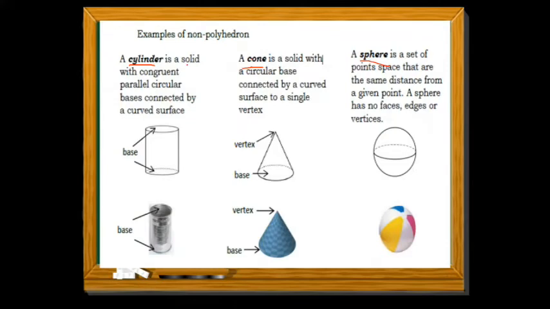Like a cylinder is a solid with congruent parallel circular bases connected by a curved surface. Yan. Sabihin wala siyang number of sides kasi parang circle lang. Like the cone, which is a solid with a circular base connected by a curved surface to a single vertex. Yung surface naman niya is curved. Yung sides din niya, wala din siyang number of sides. So it's a non-polyhedron. And the sphere is a set of points in space that are the same distance from a given point. A sphere has no faces, edges, or vertices.